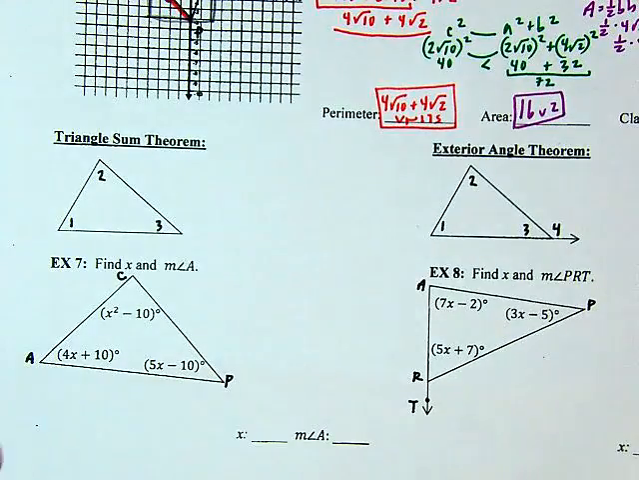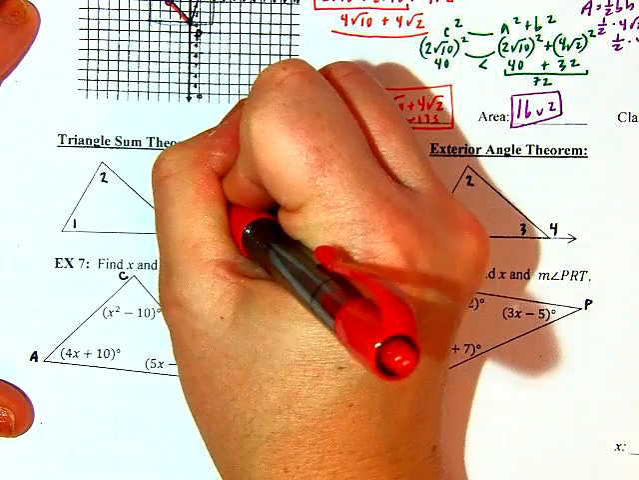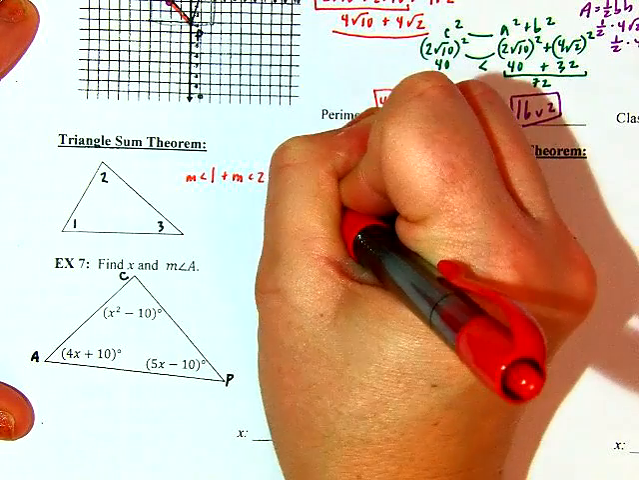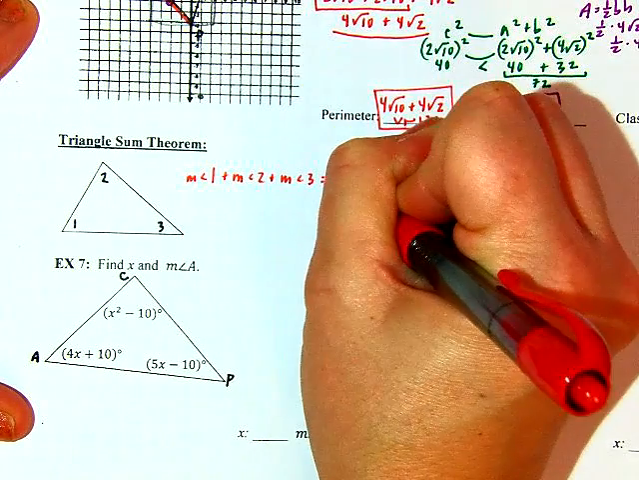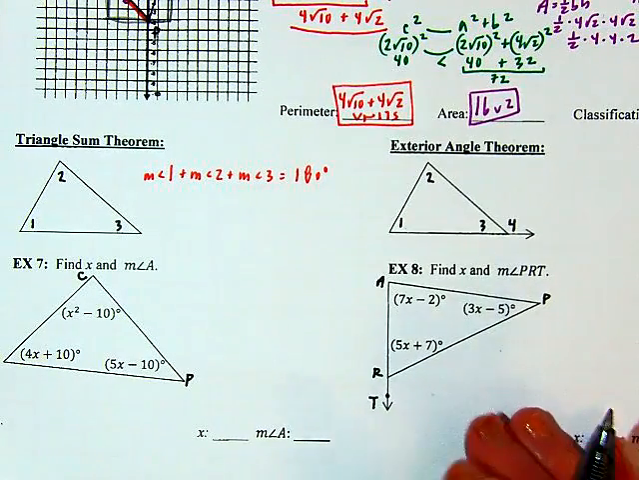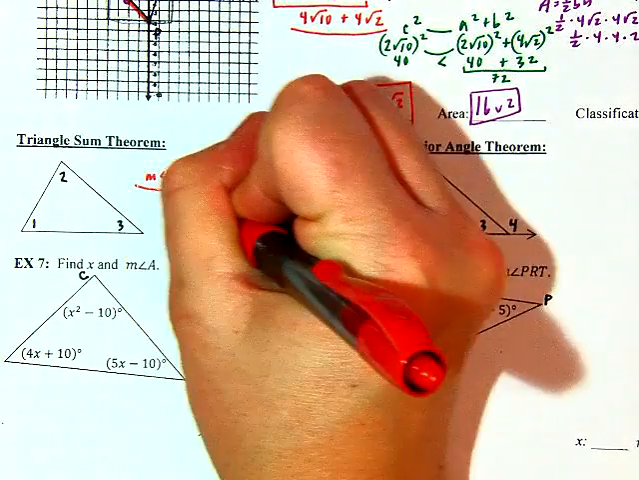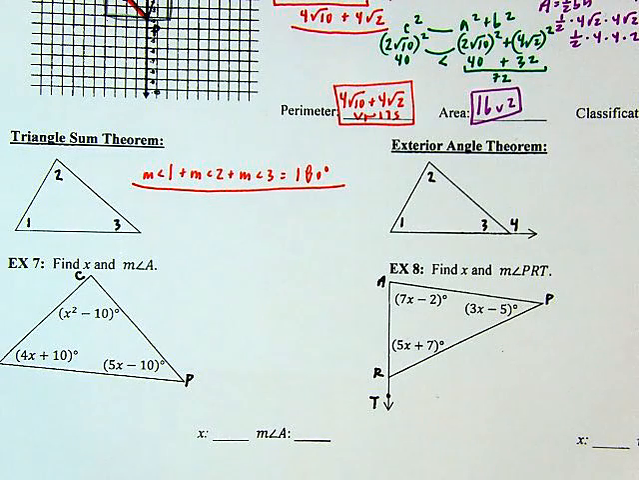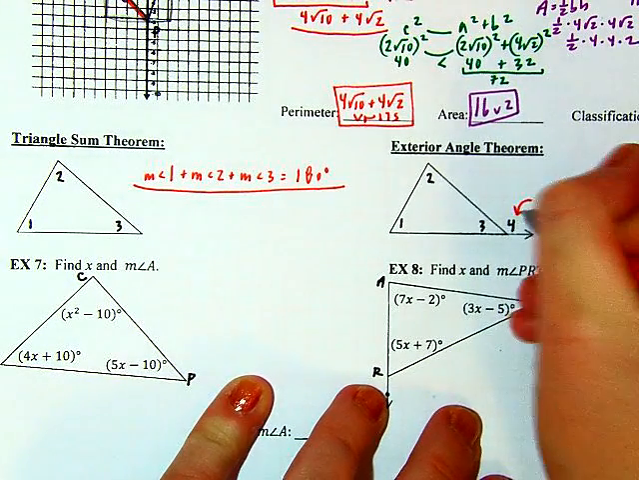So over here, I'm just going to write the measure of 1 plus 2 plus 3 will equal 180. So all of the interior angles for any triangle will sum to 180, always. Okay, for my second one, exterior angles theorem. So angle 4 would be my exterior angle.